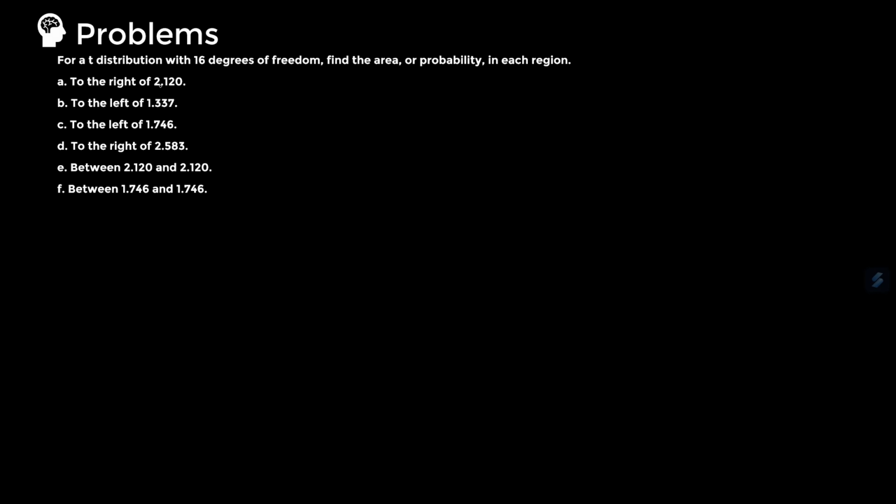Now let us understand this problem. For a t distribution with 16 degrees of freedom, find the area or probability in each region: A, to the right of 2.120. So let's understand what it is saying.